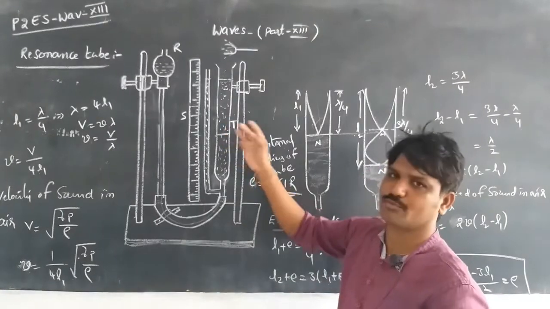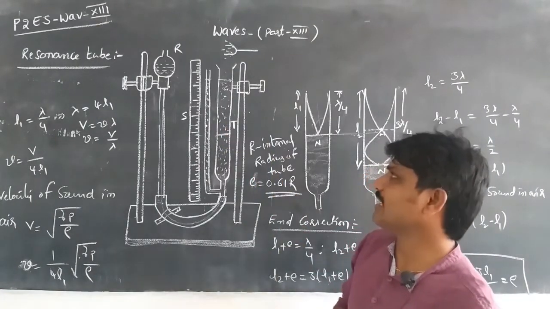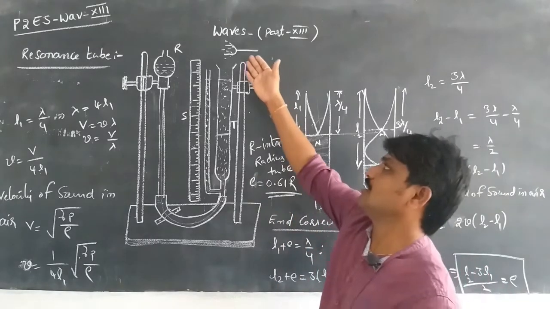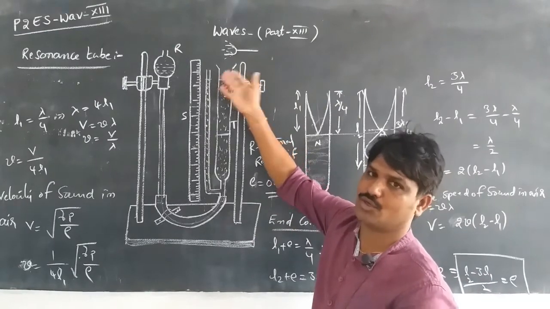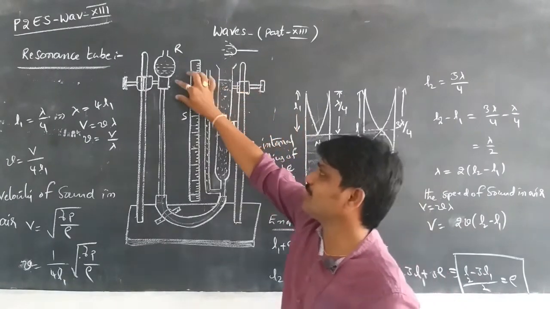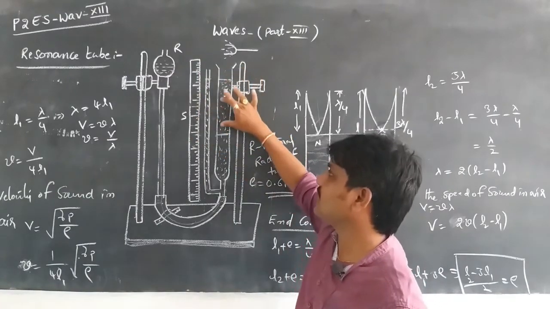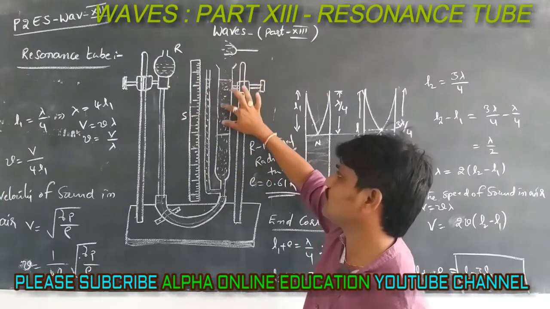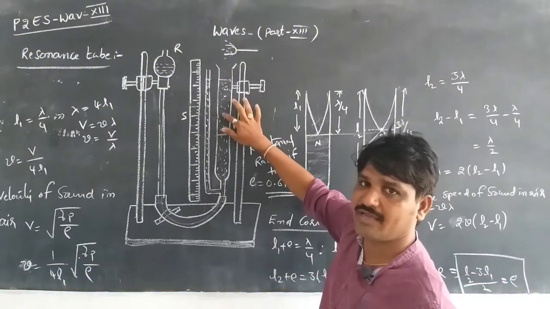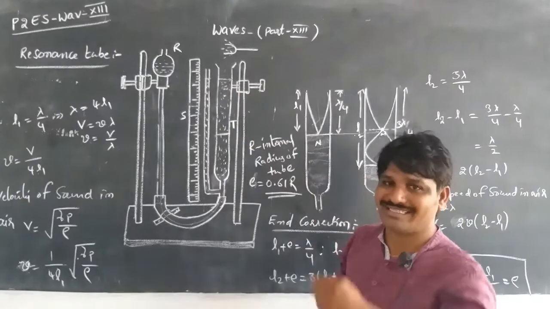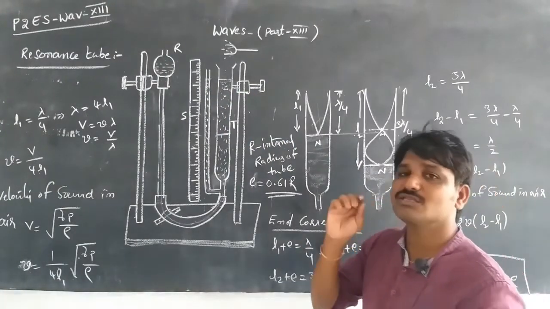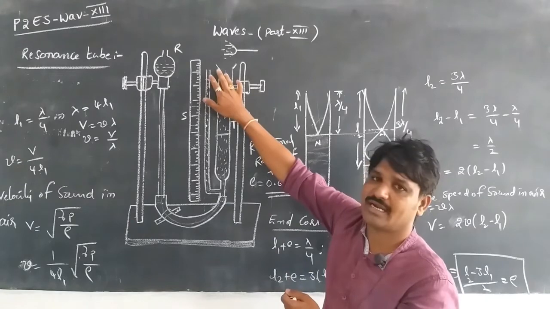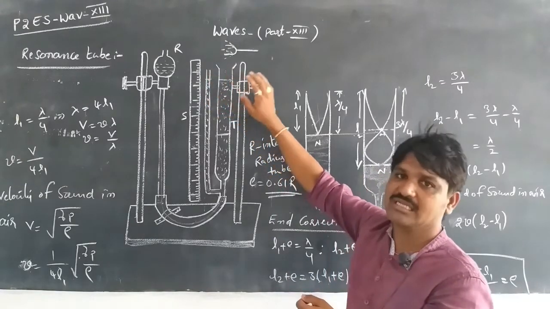This is like a closed pipe. When a vibrating tuning fork is taken to the open side of the tube, by moving the reservoir downwards we can lower the water level. When the water level comes down to some level, we can hear the sound from the vibrating tuning fork held at the open side of the tube.